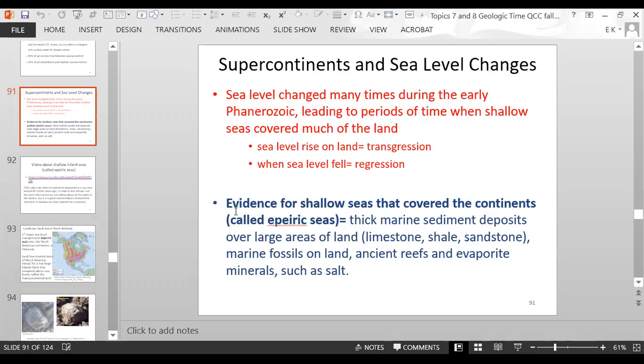Now we have evidence for shallow seas that covered the continents, and the shallow seas are called epeiric seas. The spelling is right here. The evidence is thick marine sediment deposits spread over large areas of land, and that includes limestone, shale, and sandstone. We also find marine fossils on land where normally you wouldn't have marine fossils, because it's not an ocean, it's land. But if we find marine fossils on land, it tells us that the land used to be covered in seawater. Also ancient reefs and evaporite minerals like salt.